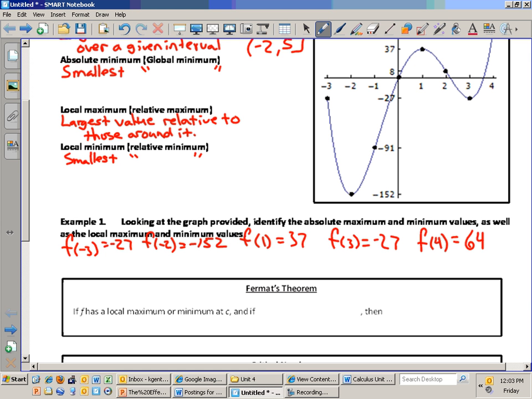We want to identify which ones of those are absolute mins, absolute maxes, local mins, local maxes, and which are neither possibly. So obviously, what's the smallest of all these? Negative 152. So this one right here is going to be our absolute min.